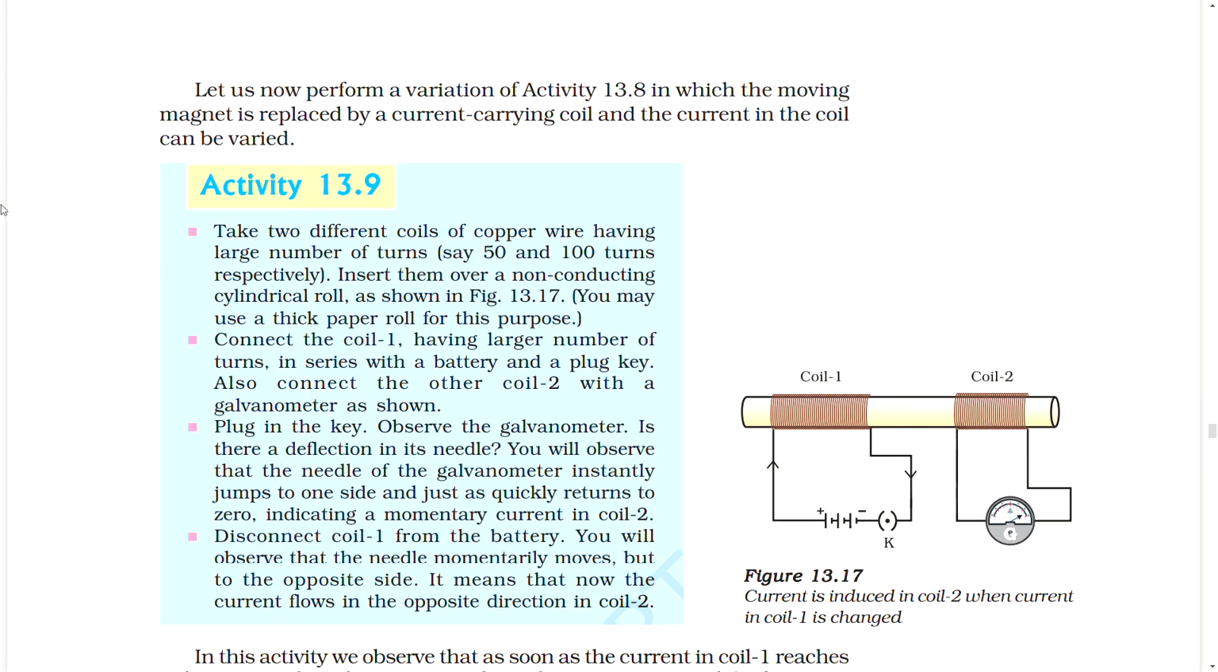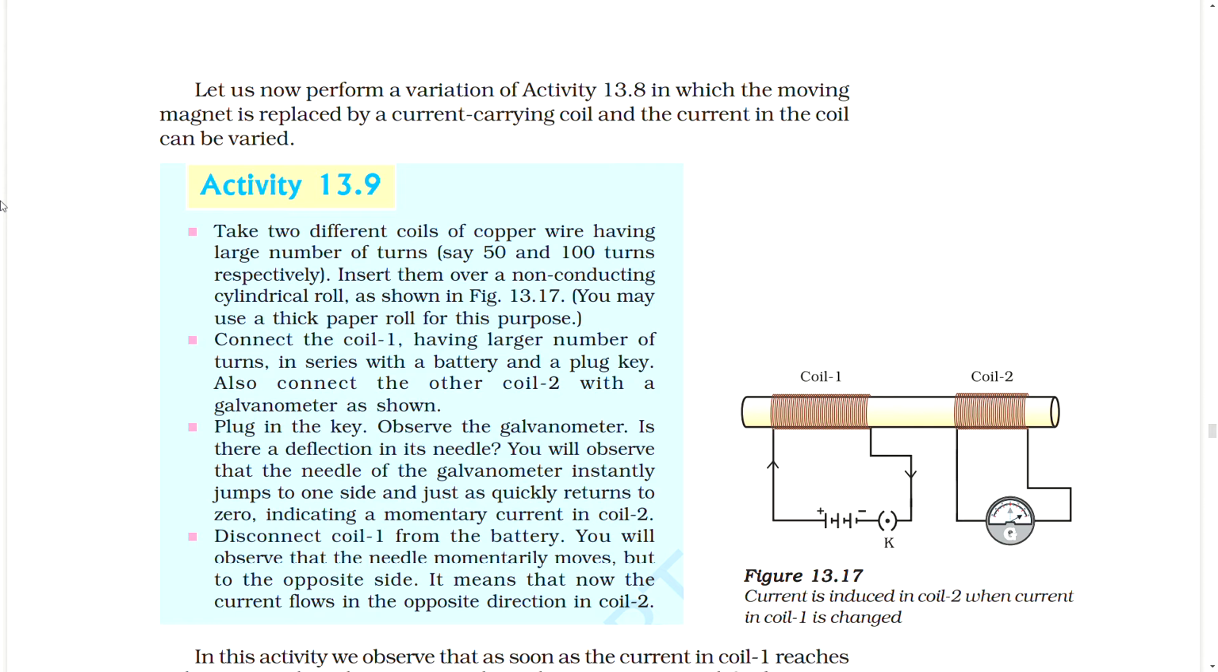Let us now perform a variation of the activity in which the moving magnet is replaced by a current carrying coil and the current in the coil can be varied. Activity: take two different coils of copper wire having a large number of turns, say 50 and 100 turns respectively. Insert them over a non-conducting cylindrical roll. As shown in the figure, you may use a thick paper roll for this purpose. Connect coil 1 having the larger number of turns in series with a battery and a plug key. Also connect the other coil 2 with a galvanometer as shown.